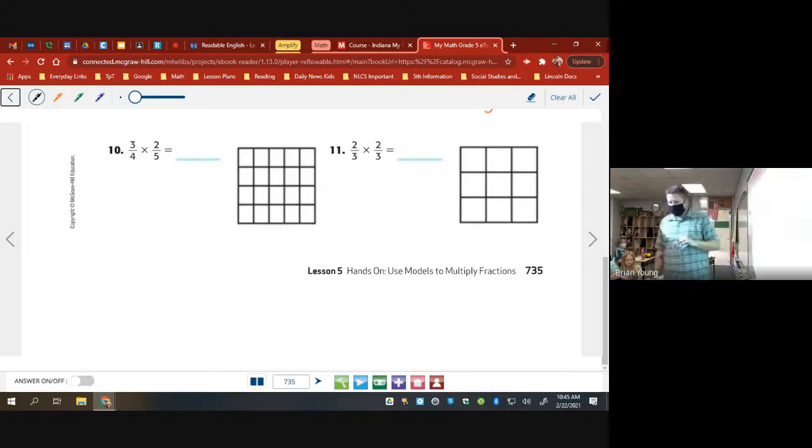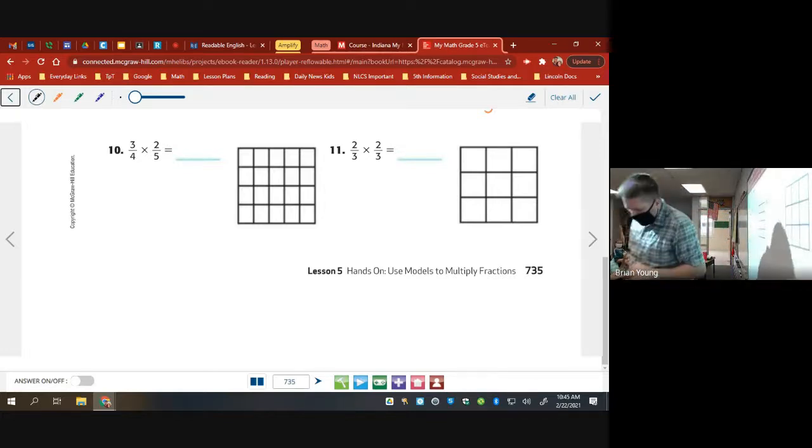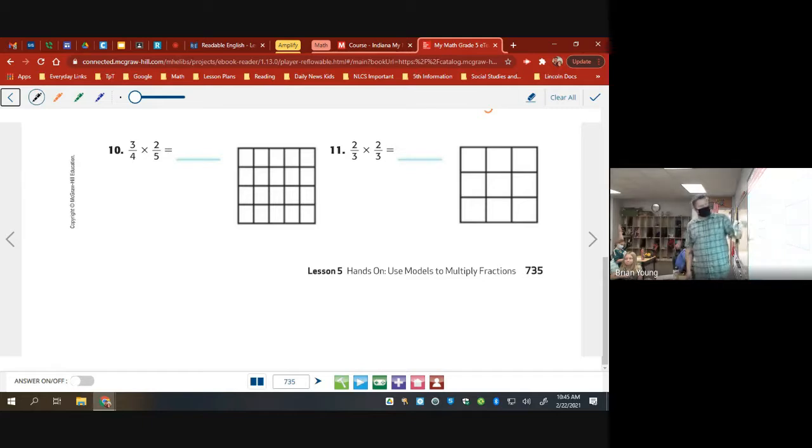3/4 and 2/5. Okay, 3/4 and 2/5. So how many am I going to shade? I got my 1, 2, 3, 4. I've got my 1, 2, 3, 4, 5 to the bottom. How many am I going to shade into the 3/4? 3. So 1, 2, 3. How many of the 2/5 am I going to shade in? So I've got my 1 and my 2 here.